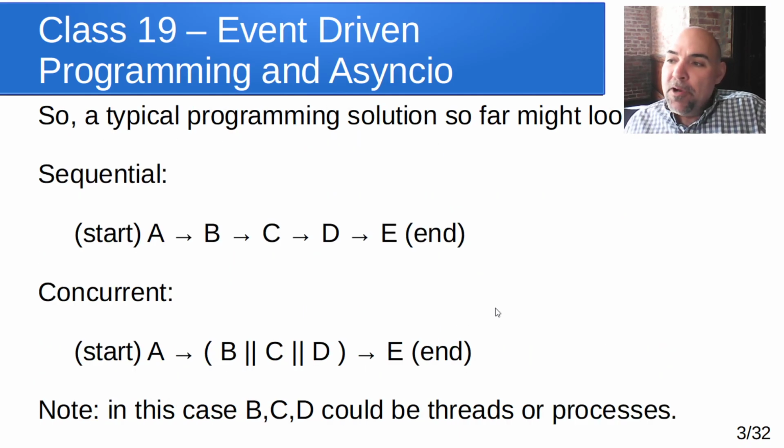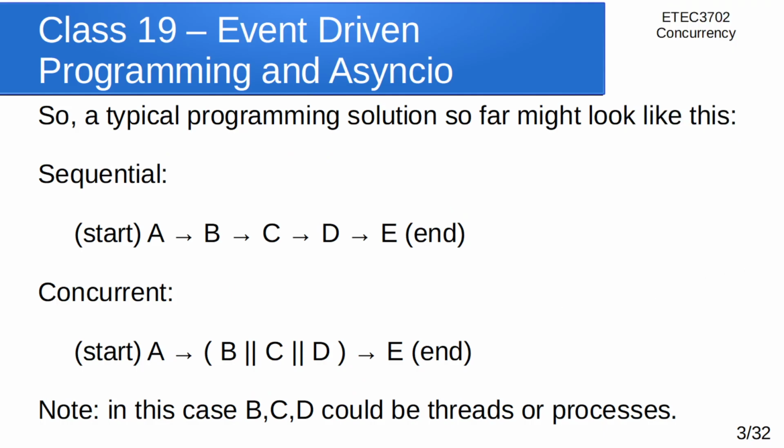So a typical programming solution, as we've seen in what we've done so far, looked something like this. So we had, for example, sequential: start, A, B, C, D, E, and then end. So that's totally sequential. But then a concurrent solution might have had the sequential part here, and then we farm that out into three threads, B, C, and D, that all run concurrent with one another. And then those threads or processes complete, and we use a join, and then we're back to doing something sequential at the end, and then we stop.